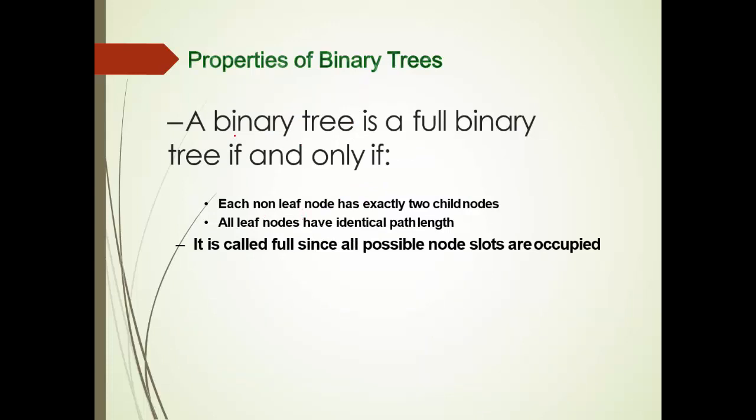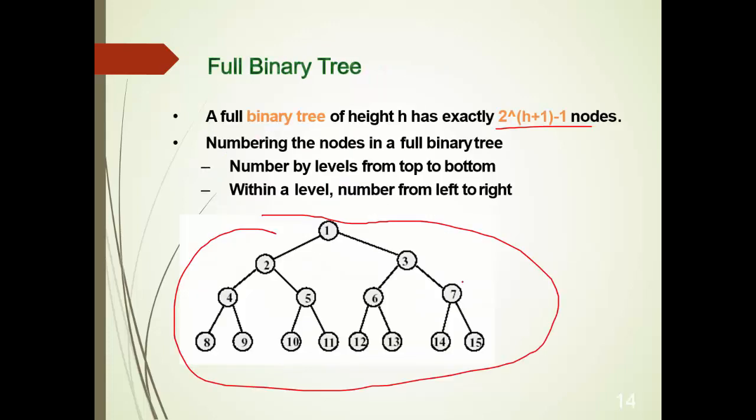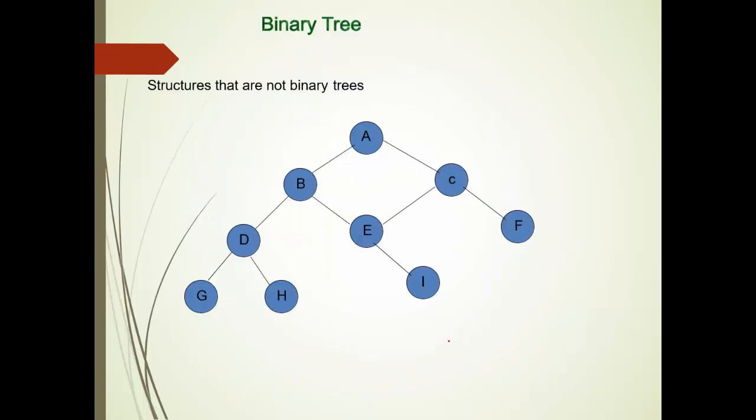But before this, a binary tree is a full binary tree if each non-leaf node has exactly 2 children and the leaf nodes have identical path length. It means the length will be the same, and all the nodes which are not leaves should have 2 children. So is this a binary tree?